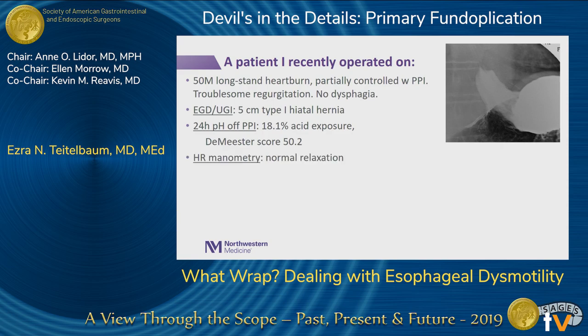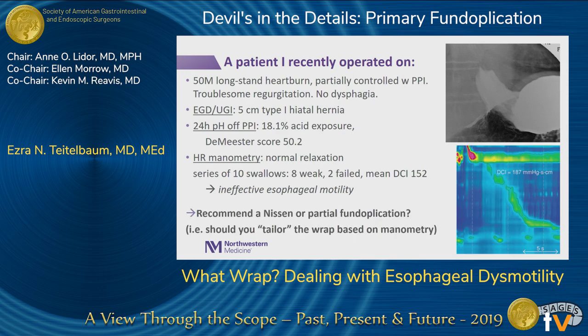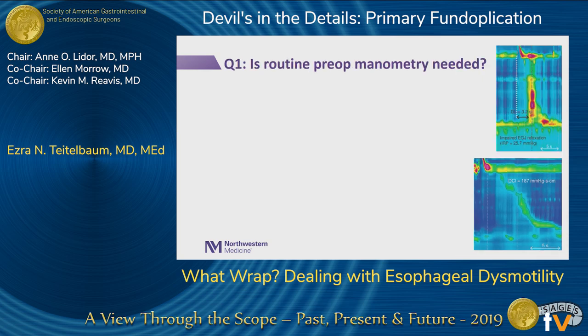He underwent high-resolution manometry, which showed normal EG junction relaxation, then a standard swallow protocol that showed 8 weak swallows and 2 failed with a fairly low DCI. He was labeled as having an effect of esophageal dysmotility. So just a show of hands, who in the audience would recommend a Nissen fundoplication for this patient? And how about partial Toupet fundoplication? All right, well, let's see. I'll reveal at the end what I did.